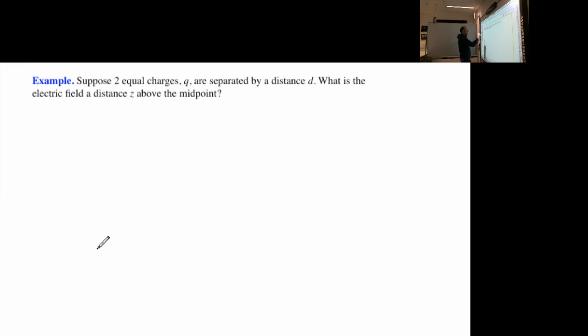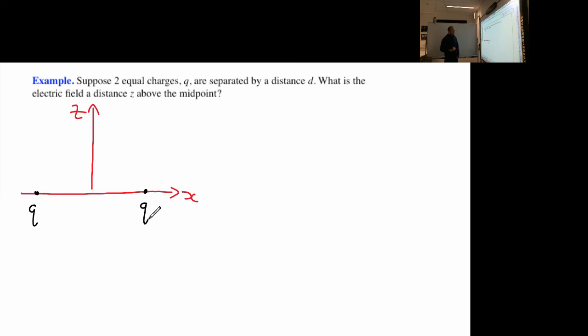Now the first thing I'd like to do is draw a very simple schematic of what we are doing. So this is going to be the x-axis, here's the z-axis. So we have a Q, which is going to be located at some distance from our origin, so it's going to be minus x. We have our other charge, which is going to be located at a positive x. And we're measuring the electric field at some point, a distance z above the origin, or above the midpoint between those two charges.